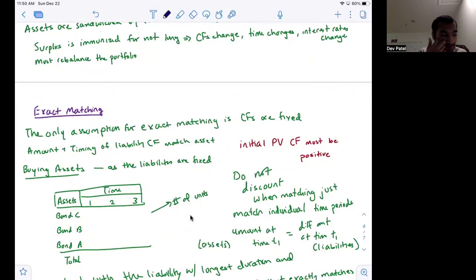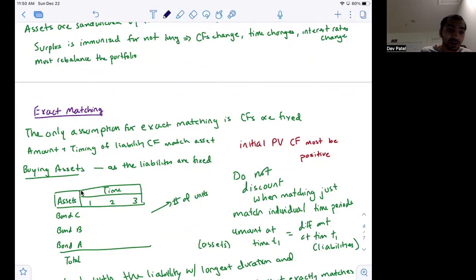And then finally, we have exact matching. The only assumption for exact matching is that the cash flows are fixed. This is where the exact amount and timing of the liability cash flows match exactly.